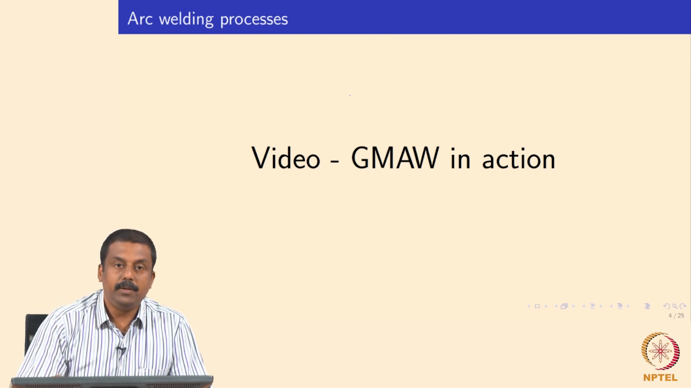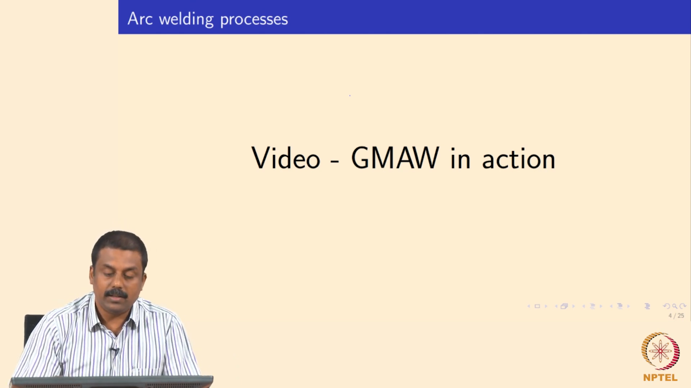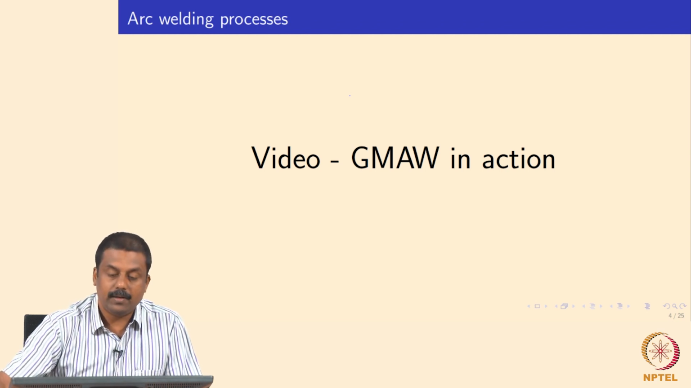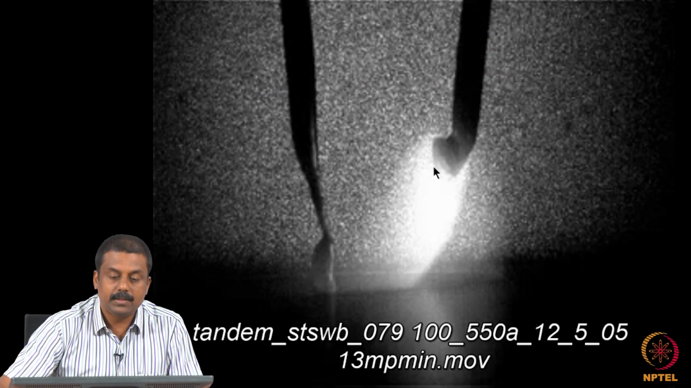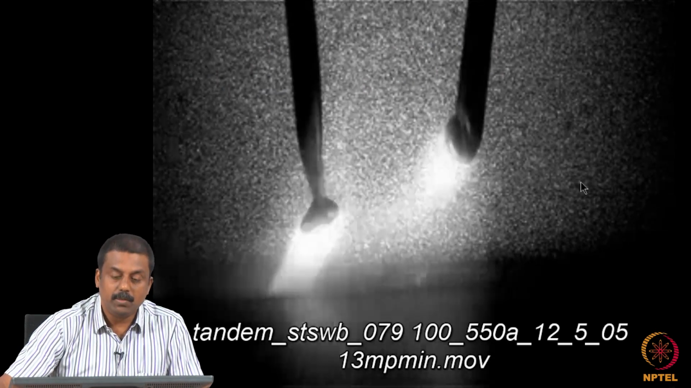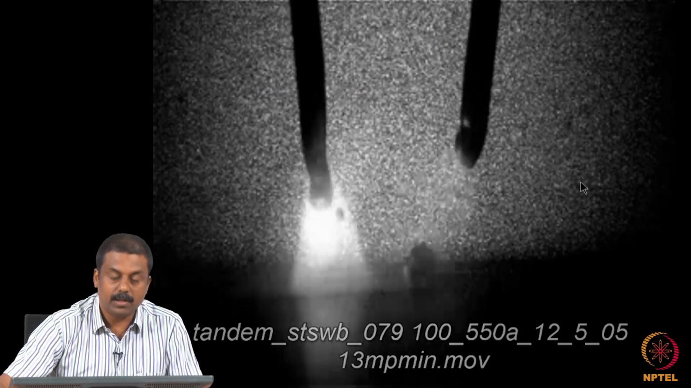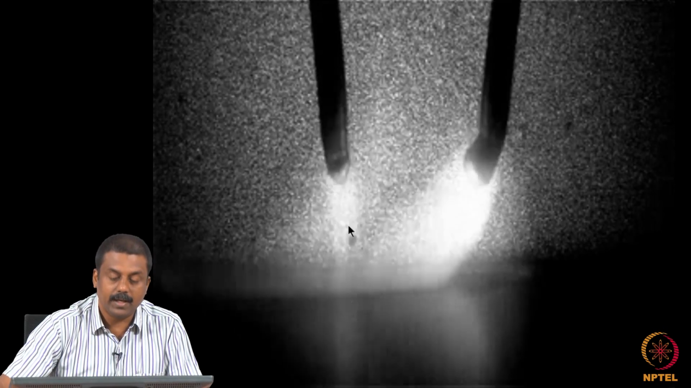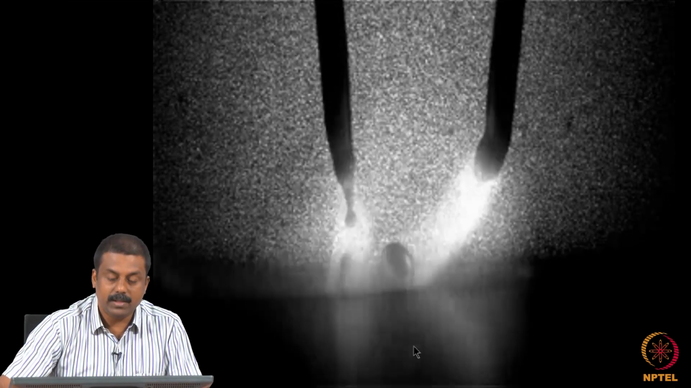So I will show you in a small video how GMAW, gas metal arc welding, works in action, so it will be clearer for you. This video shows the consumable electrode gas metal arc welding process in tandem. So we have two electrodes attached to a power source, transferring a molten droplet towards the weld pool.